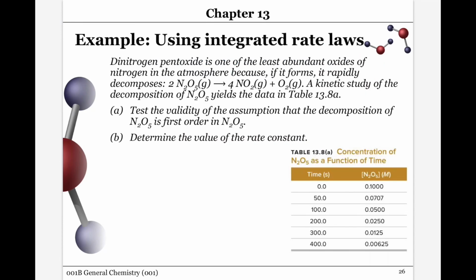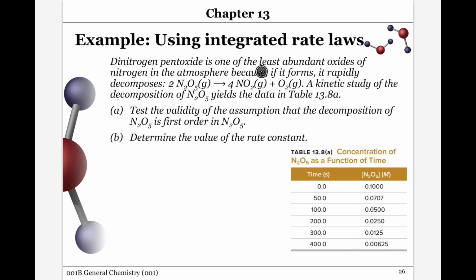Okay, so let's look at a quick example of how we can actually use the integrated rate law. The way that we use the integrated rate law is, one, we have to be able to identify whether the data that we have is consistent with a first order rate law. And secondly, we can use our integrated rate law to actually determine the value of the rate constant.